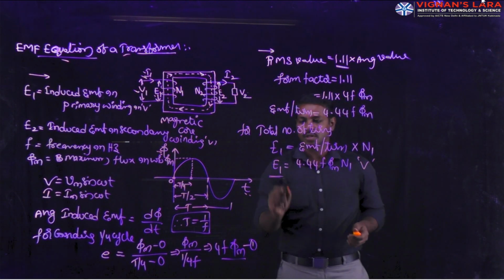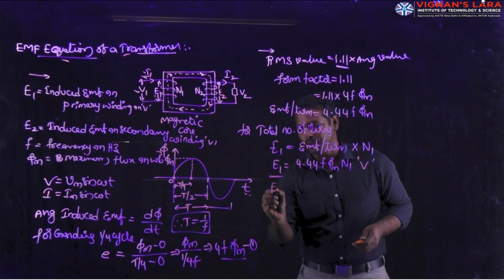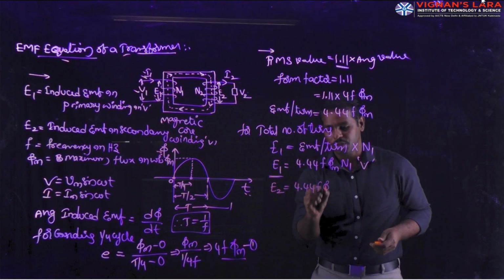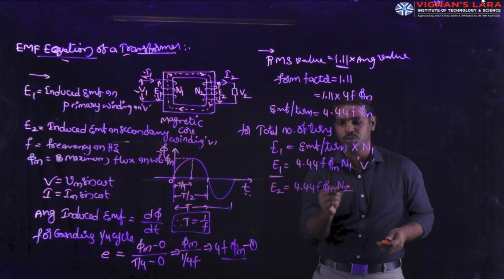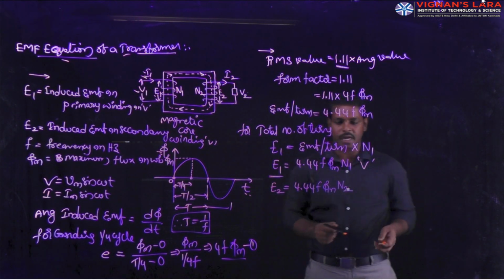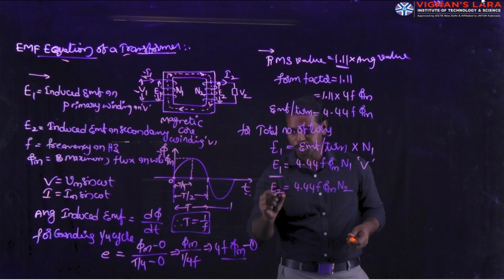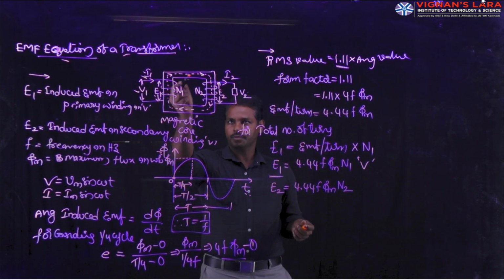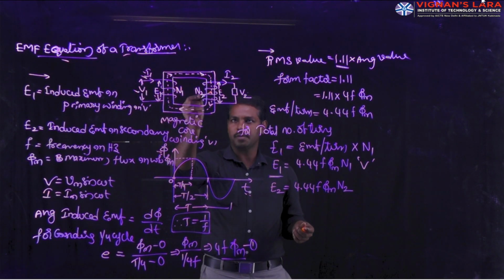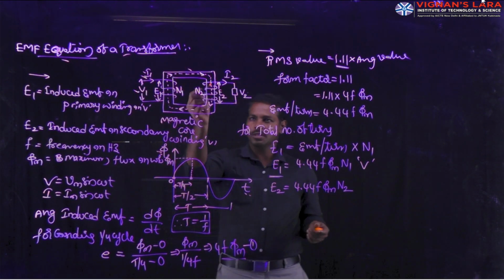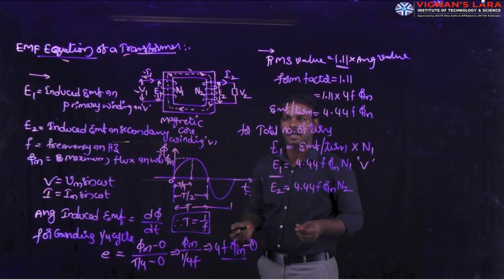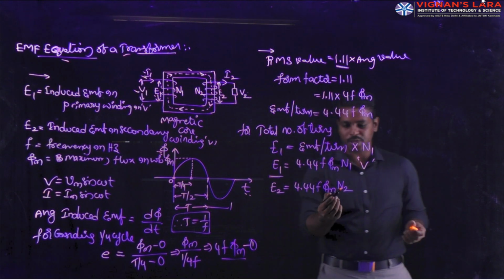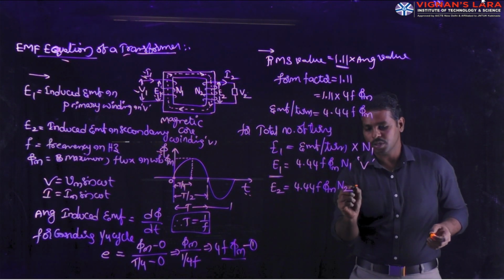How is this quantity generated? Whenever an alternating supply is given to the primary of a transformer, it generates flux, and that flux links with the primary itself and induces an EMF. The magnitude of that EMF is 4.44 into F into phi m into N1 volts. Similarly, we can find E2, which is equal to 4.44 into F into phi m into N2, the EMF per turn multiplied with N2. Whenever the flux circulates from the primary to the secondary winding through the magnetic core, it also links with the secondary winding and induces an EMF equal to 4.44 into F into phi m into N2 volts.